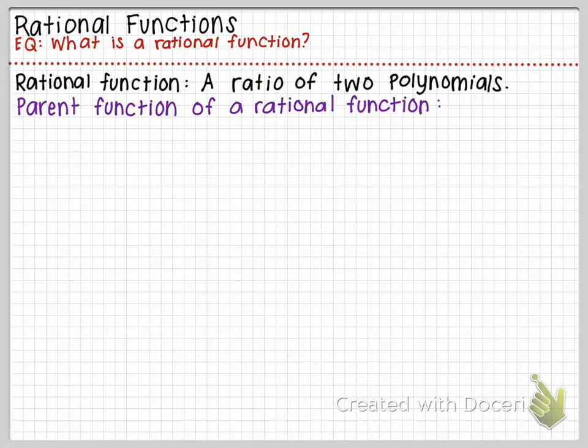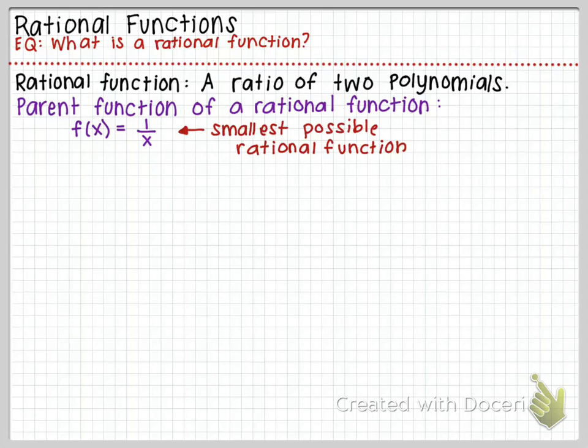So we're going to take a look at the parent function of a rational function, which looks like this. f of x equals 1 over x. Okay, so remember that a parent function is the smallest possible rational function. A parent function is just the smallest it can possibly be. Like the parent function for quadratics was x squared. For a rational function, it's 1 over x.